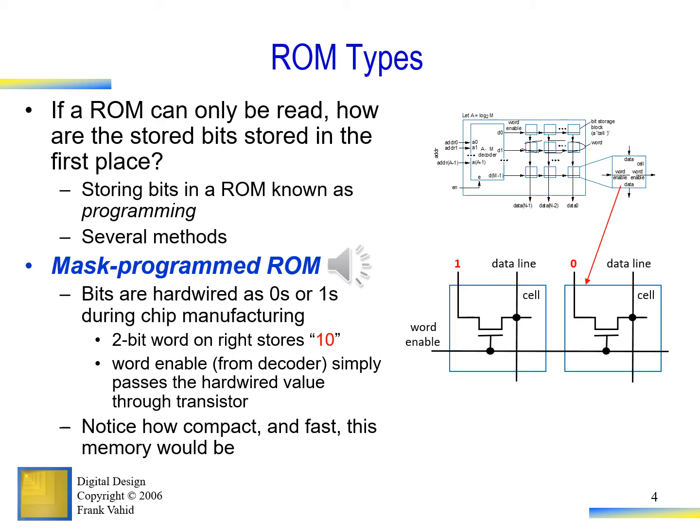The very first type of ROM is mask programmed ROM, in which the data are hardwired as zeros and ones during chip manufacturing. The 2-bit word data shown in the figure on the right has stored 10, that means it has stored 2. Word enable simply passes the hardwire through the transistor. Notice how compact and fast the memory would be.